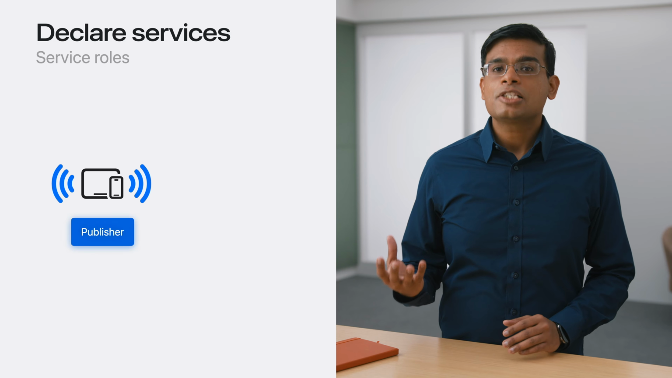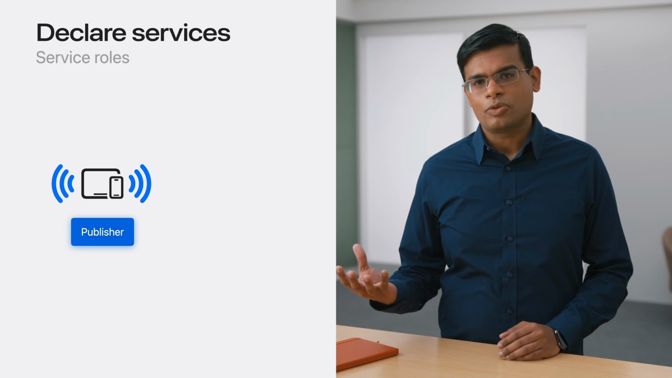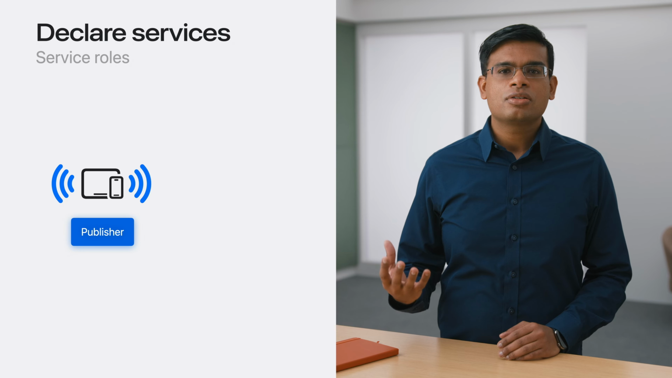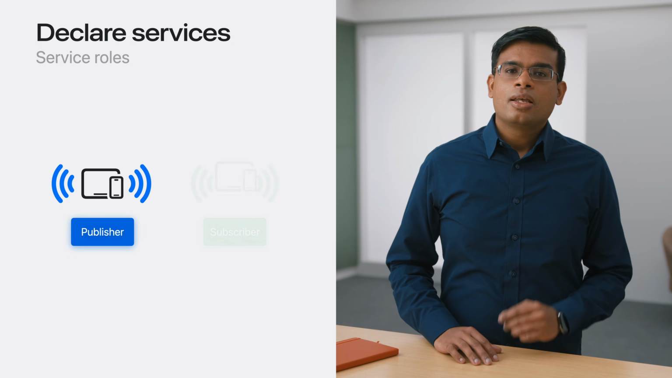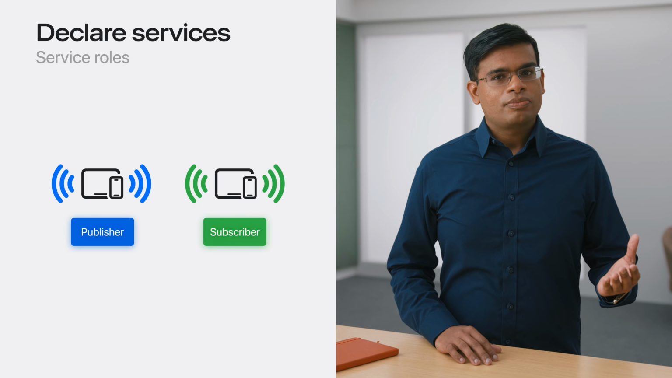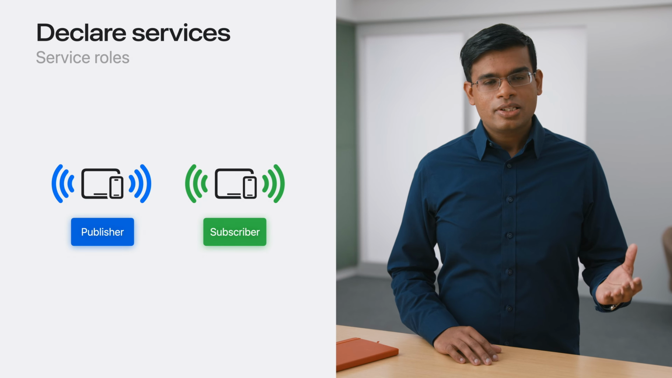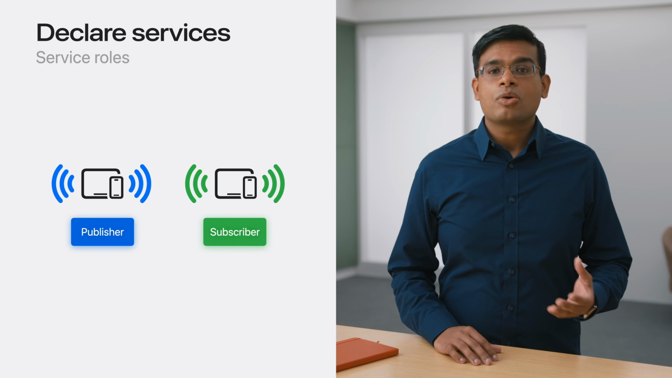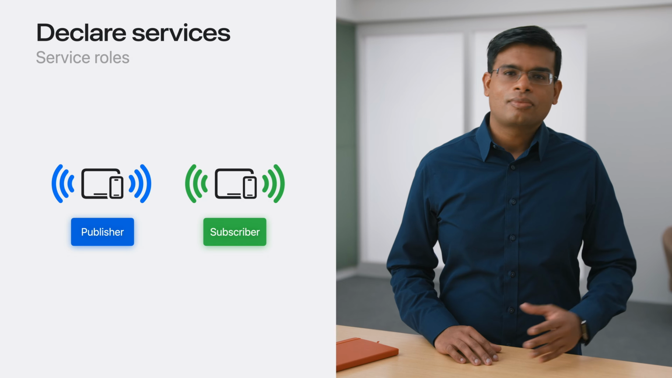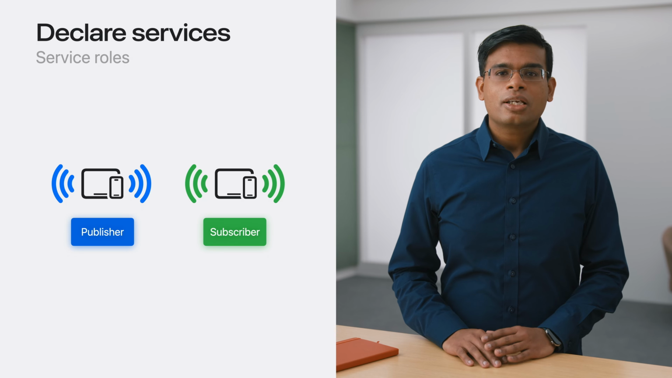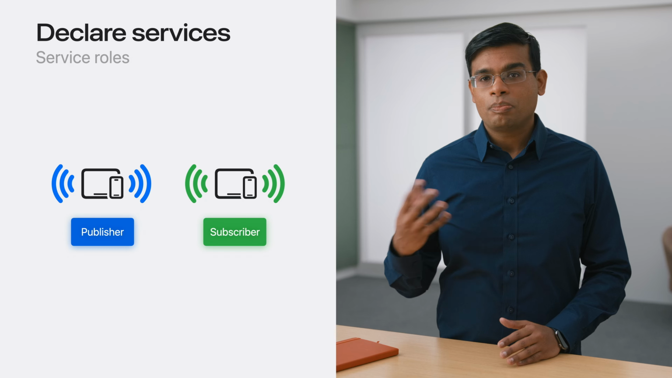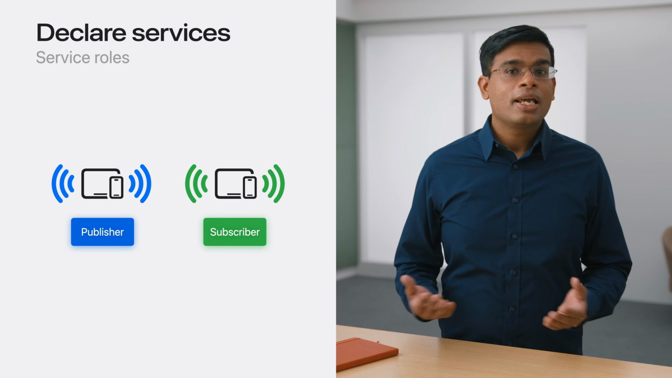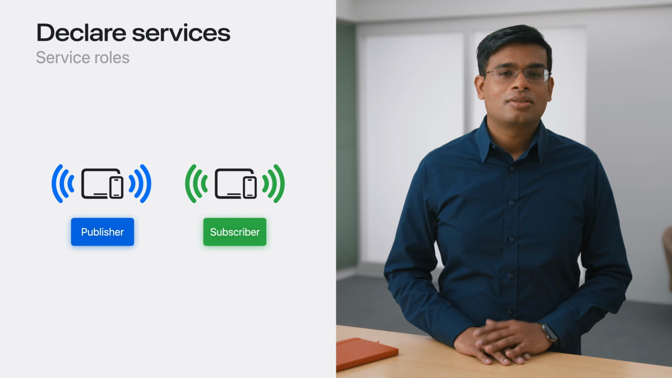Next, let's talk about service roles. Wi-Fi Aware allows for two possible roles for a given service. The first is publisher, where your app hosts the service and acts as a server, listening for incoming connections from other devices. The second is subscriber, where your app uses the service and acts as the client, browsing for other devices to connect to. Your application can simultaneously operate as both publisher and subscriber if required for your use cases.